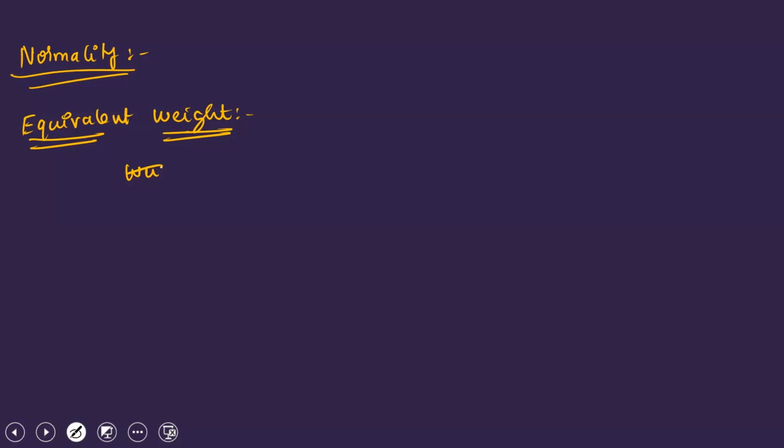For example, if you take calcium, it has a tendency to lose how many electrons? Its electronic configuration is 2, 8, 8. So it has a tendency to lose how many electrons? 2 electrons. Correct? So when it has a tendency to lose 2 electrons, what is the next thing that we need to identify? Which means 40, that is 1 mole of calcium.